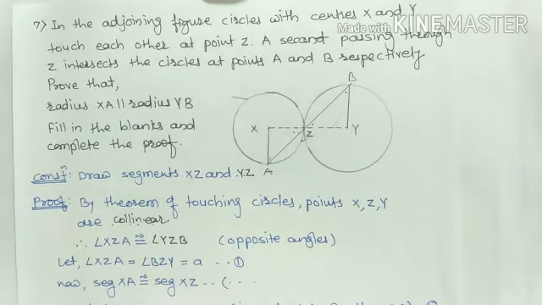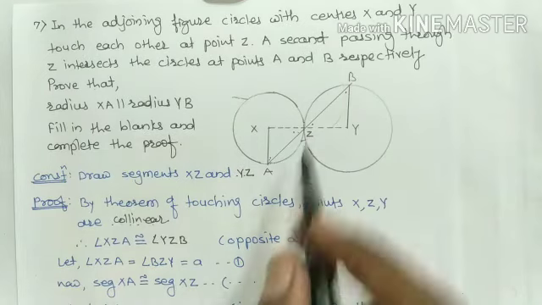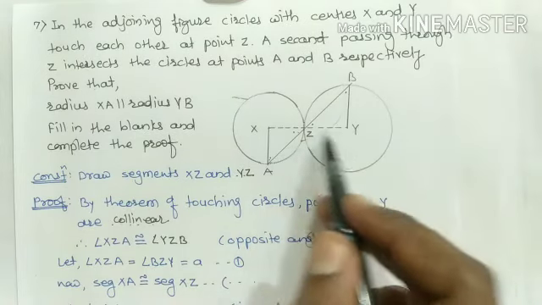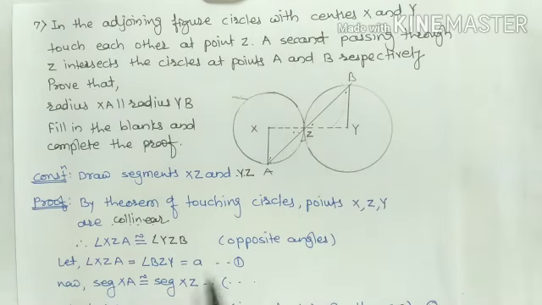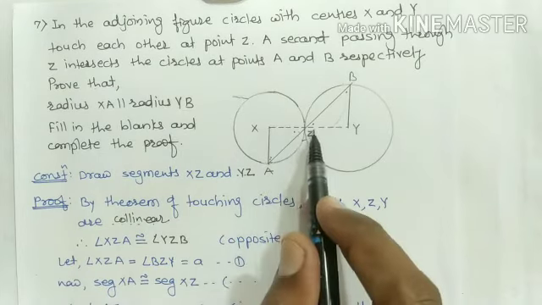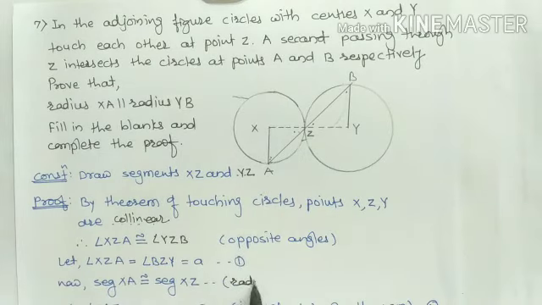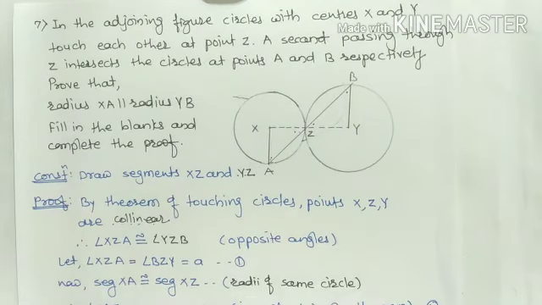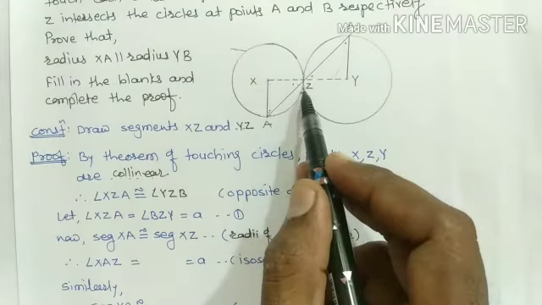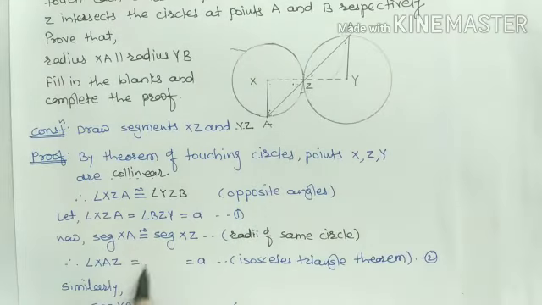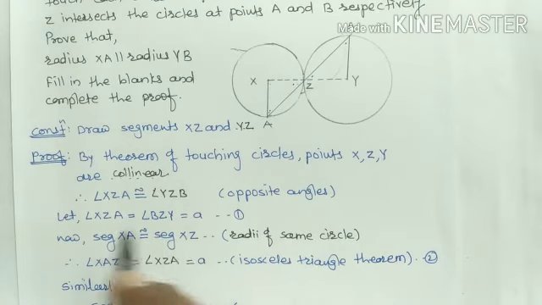These are the opposite angles. Now let angle XZA equal angle BZY equal to a. Now segment XA is congruent to segment XZ. Why? The reason is radii of the same circle, and therefore angle XAZ, see in the figure, equals angle XZA equals a, because XZA is let as a. The reason is the isosceles triangle theorem. Since the activity is given, it is directly written.